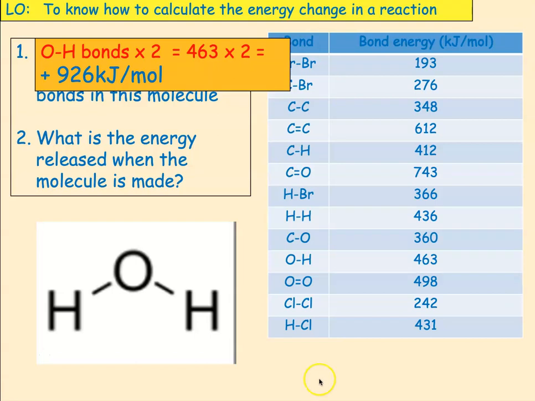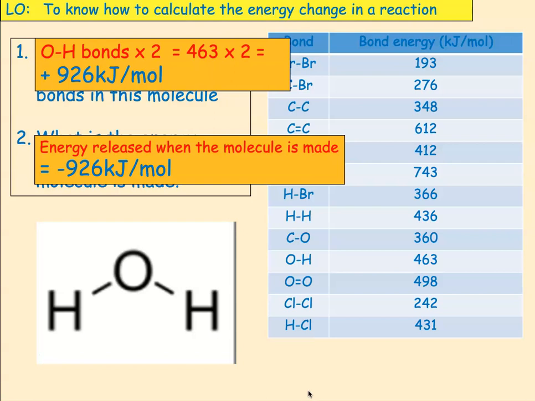Now I want you to think about, if I was actually making a water molecule, how much energy would I release? Because we've got the same number of bonds and they're the same bond energy, I am going to release exactly the same amount of energy that I've just calculated I would have to put in to break the bonds. So it's minus 926. The minus means I'm releasing the energy.